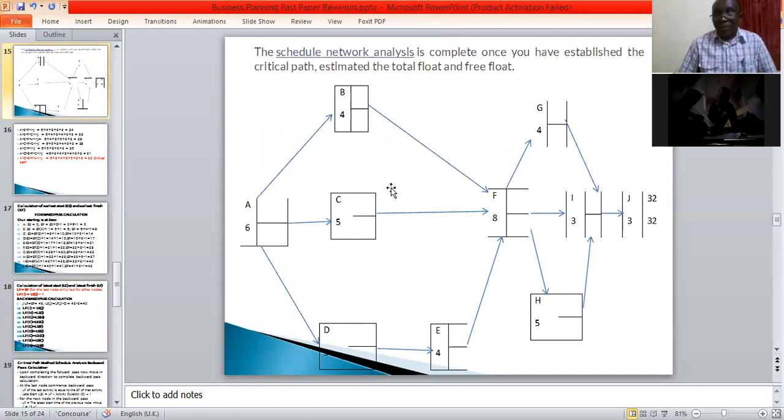Let's go back to our diagram here. This is F here. Meaning, the earliest start for F depends on the earliest finish for B. Is that correct? Yes.